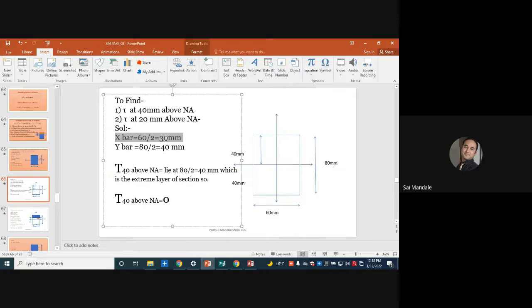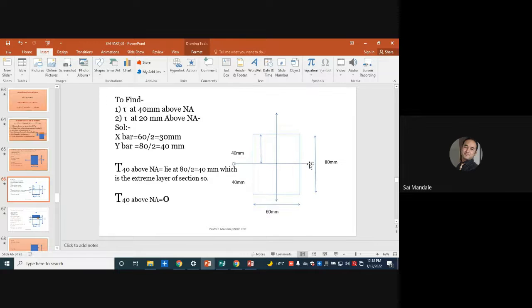As usual, we first go for the X bar and Y bar calculation, that is the location of the centroid. So X bar is 60 by 2, that is 30. Y bar is 80 by 2, it is 40. Now we have to calculate tau. Tau 40 above NA lies at, so here we already have the NA at 40.